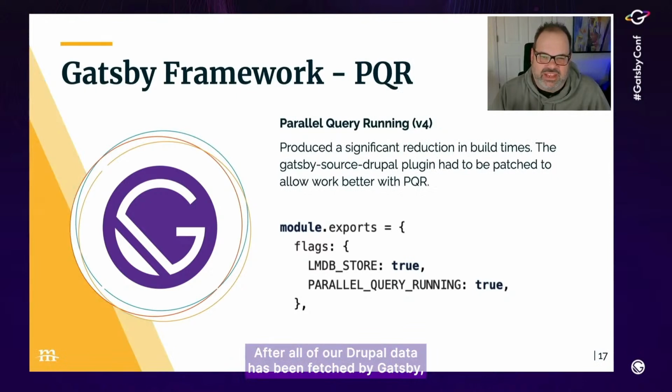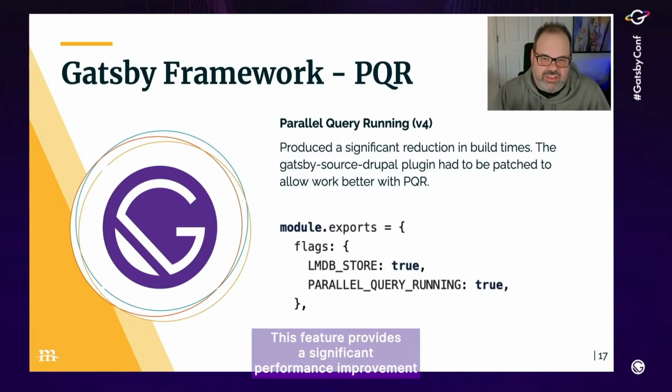After all of our Drupal data has been fetched by Gatsby, there is a step where queries need to set up page data necessary for the site build. By leveraging the new parallel query running in Gatsby 4, Gatsby is able to use the LMDB store to share data very quickly for multiple query workers running queries simultaneously on different CPUs. This feature provides a significant performance improvement for our Gatsby Cloud published builds.